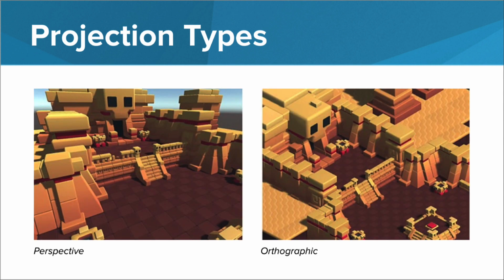Looking at the same game environment, the image on the left shows a perspective projection, where the scene looks more like it would in the real world. On the right, you can see the same environment, but now the edges and lines of objects are more parallel with the projection planes, creating an isometric look.